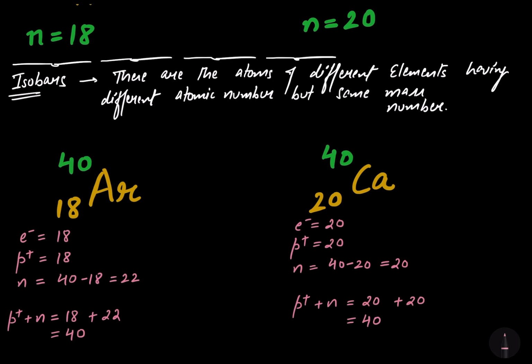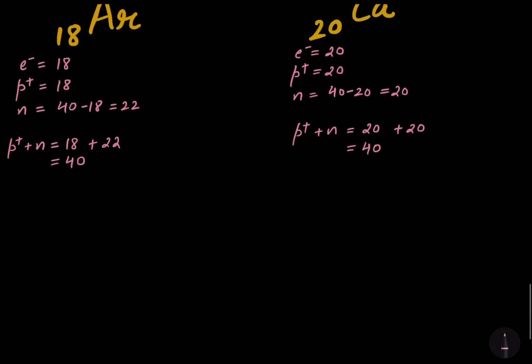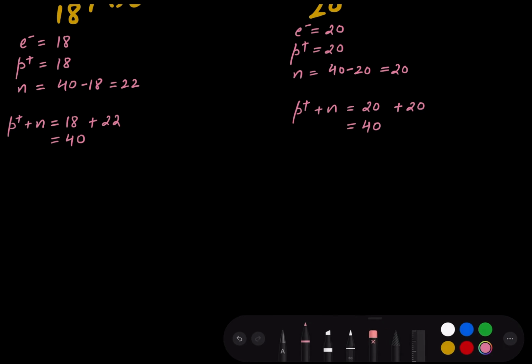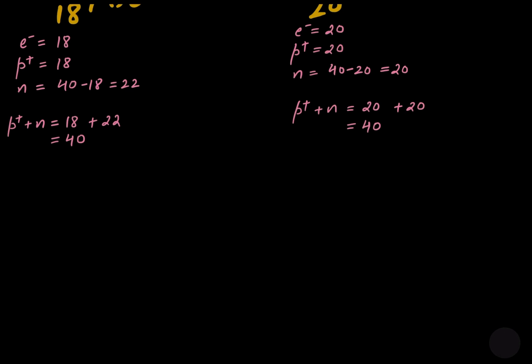So protons plus neutrons is called the mass number of the nucleons, and it will be equal in case of isobars. So isobars are the atoms of different elements having different atomic numbers but the same mass number. Hopefully, dear students, you got the isobars also. Now let's talk about the next topic, isotones.